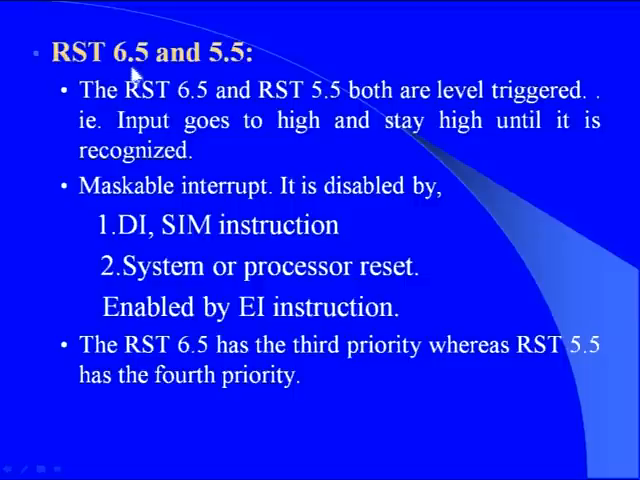Then RST 6.5 and 5.5. Both RST 6.5 and RST 5.5 are level triggered, that is, input goes to high and stays high until it is recognized. These are all maskable interrupts. They are disabled by using the DI or SIM, set interrupt mask, instruction, or by system or processor reset, or after recognition of the interrupt, and can be enabled again by the EI instruction. RST 6.5 has the third priority, whereas RST 5.5 has the fourth priority. So the priority goes like this: trap, 7.5, 6.5 and 5.5.